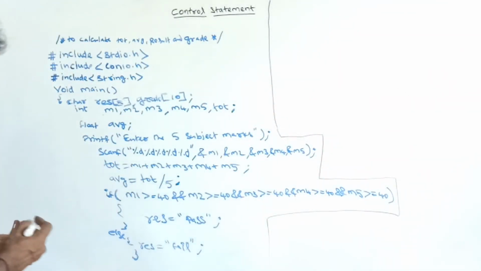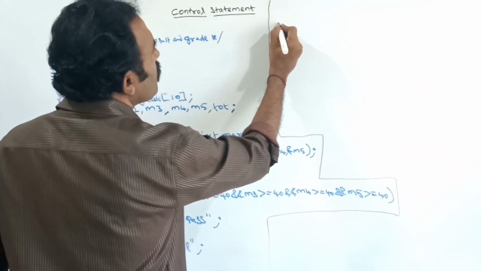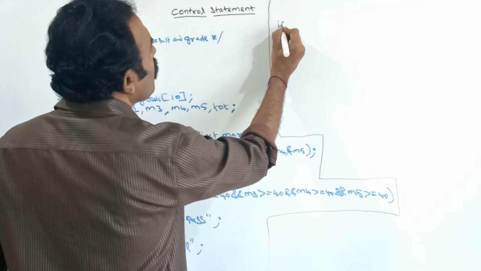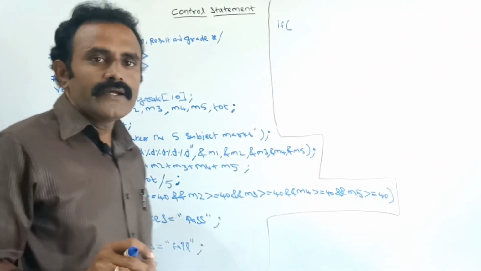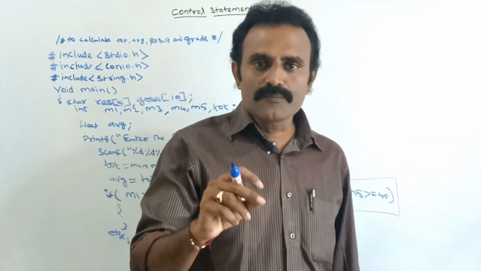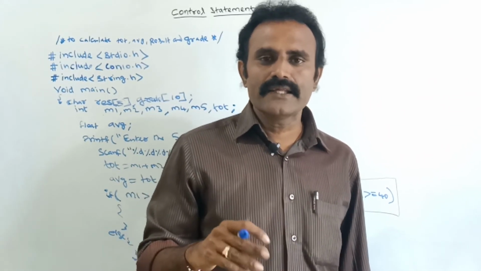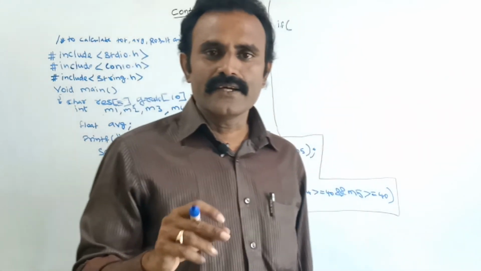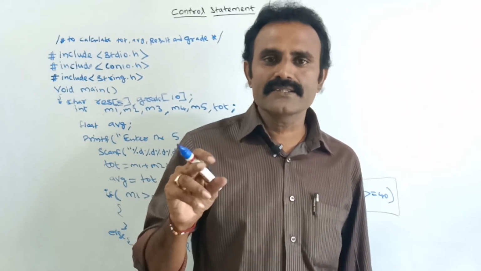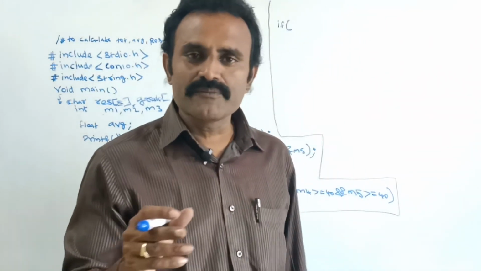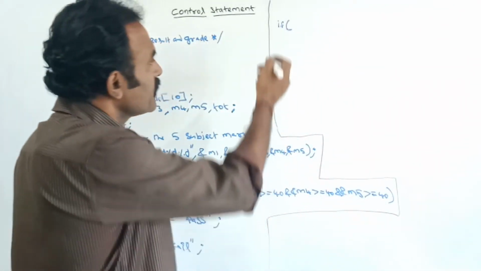So here, first if. The grade is given by help of the average mark. If the student has an average greater than 60, then that student's grade is first grade. If the student has average mark between 50 to 59, then the grade is second grade. If 40 to 50, the grade is third grade. So in this way we need to find the grade. So here I am using the if condition.